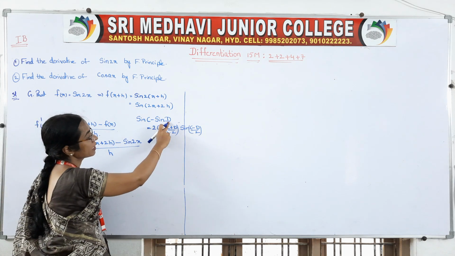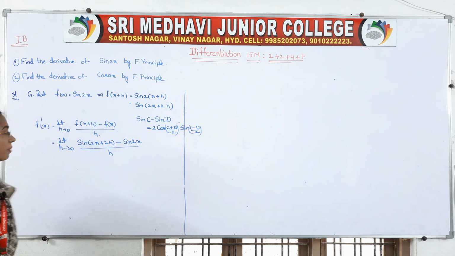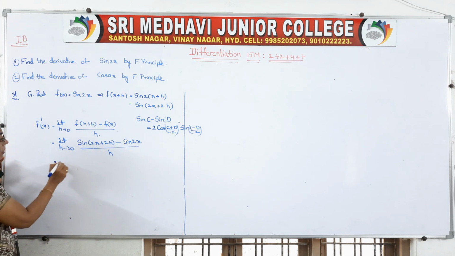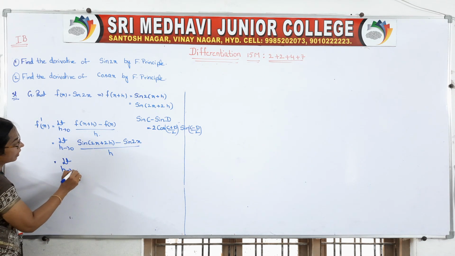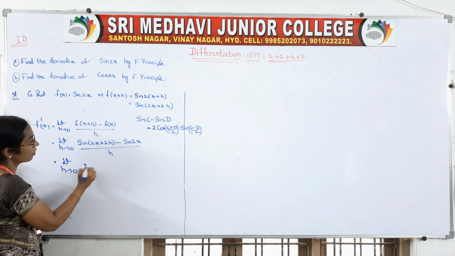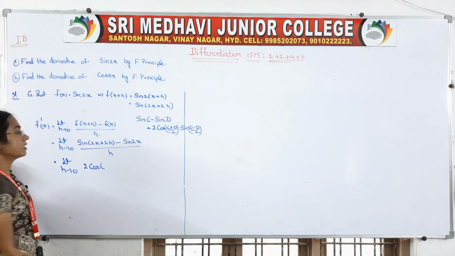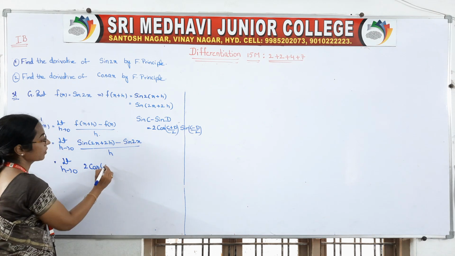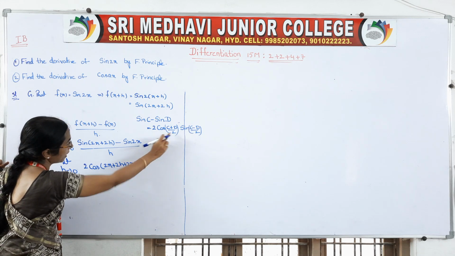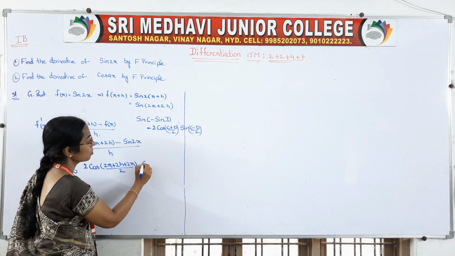So sin c minus sin d is equal to 2 cos of c plus d by 2 into sin of c minus d by 2. You consider this as c, this as d. So what happens? Limit h tends to 0. So this is your c. Apply the formula: 2 cos of c plus d by 2, so 2x plus 2h plus 2x by 2, into sin.